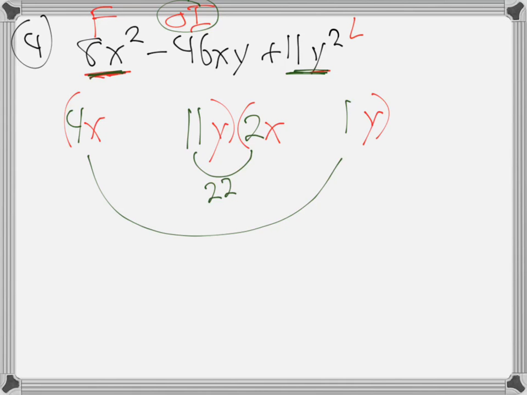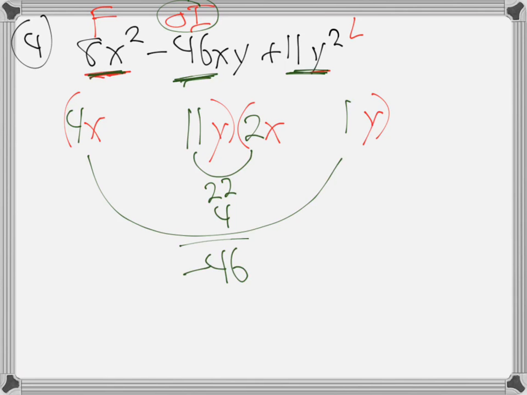So the two inner makes 22. The two outer makes 4. What do they have to make? Minus 46. They've got to make the middle, right? Everybody with me on that? So I do the two arcs, the two happy face arcs. You're almost done. They've got to make the middle, minus 46, from 22 and 4.